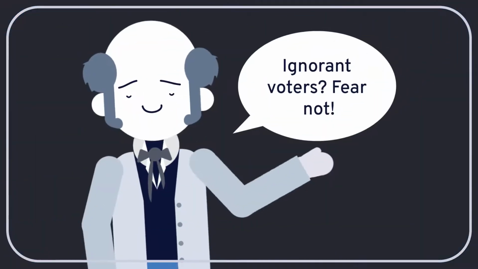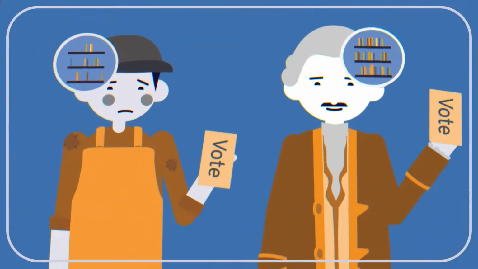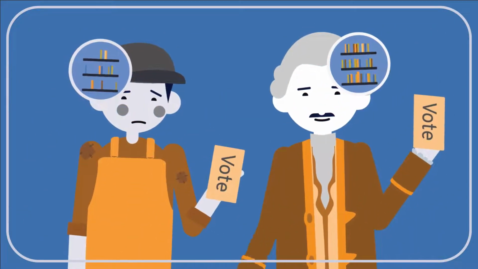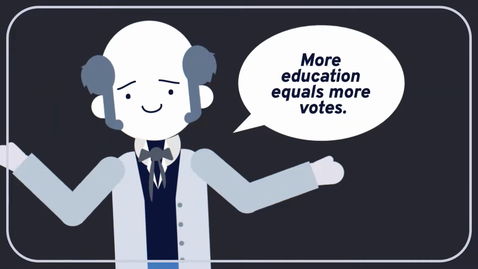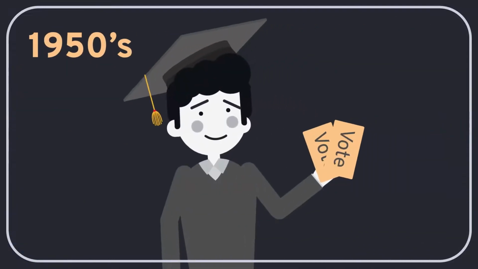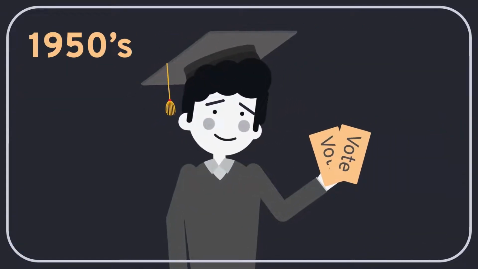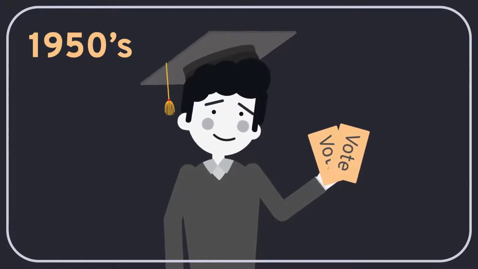John Stuart Mill had a different suggestion for safeguarding elections from ignorant voters. Rather than excluding them altogether, he thought voters with more knowledge should be given extra votes. Mill argued that people be given additional votes in proportion to their academic achievements. And indeed, until the 1950s, British college graduates did, in effect, have an additional vote that non-college graduates didn't.